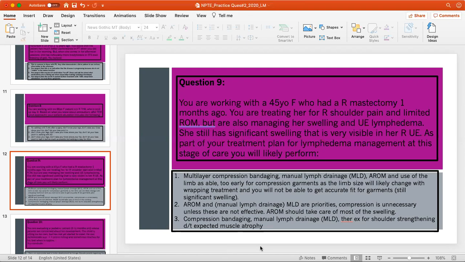So 1 month out, which treatments are you really prioritizing for this individual, do you think? How much pain is she going to have? What stage of healing is she going to have after a mastectomy? What's the scar going to be like?